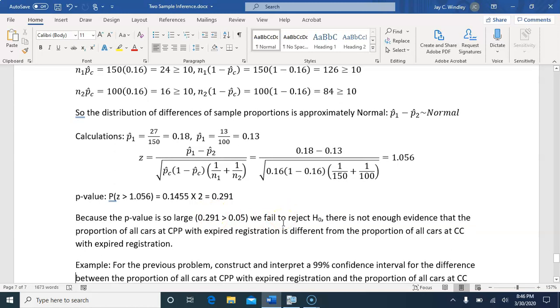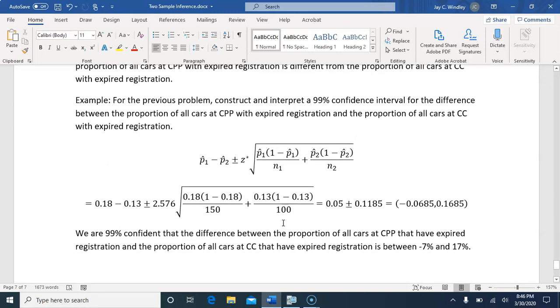How does that look in the world of confidence intervals? Let's say we're dealing with the same data, and we want to construct a 99% confidence interval for the difference between the proportion of all cars at Cal Poly Pomona with expired registration and the proportion of all cars at Chaffey College with expired registration. Here's our confidence interval formula. We plug in our 2 p hats. Z star for 99% confidence is 2.576.